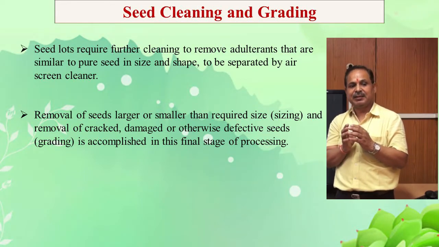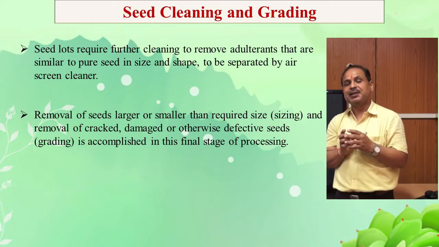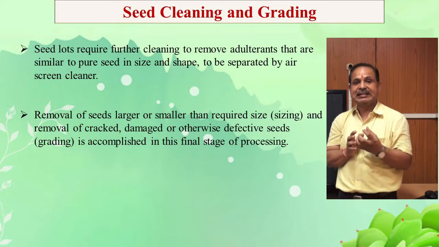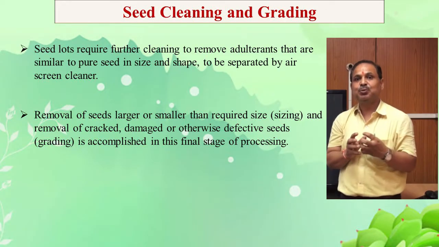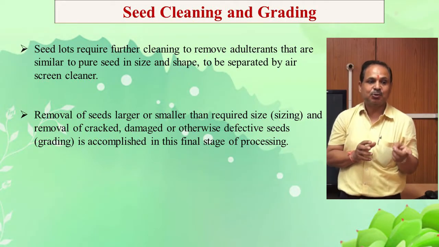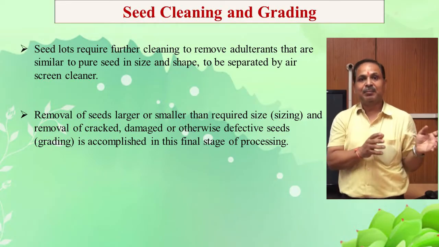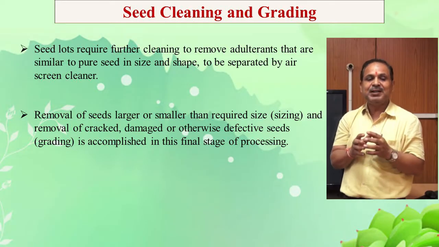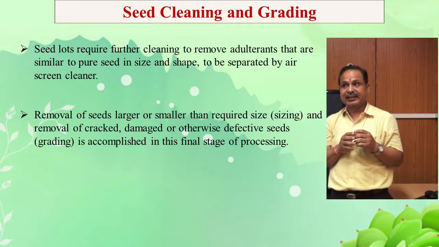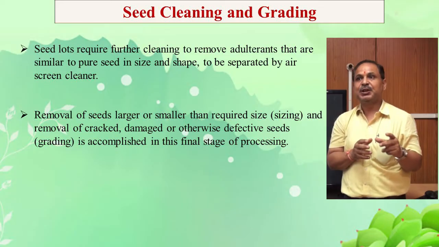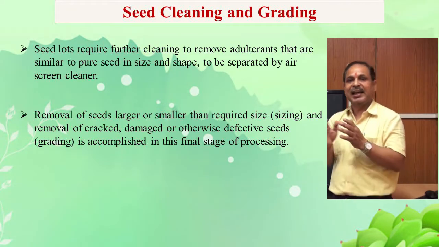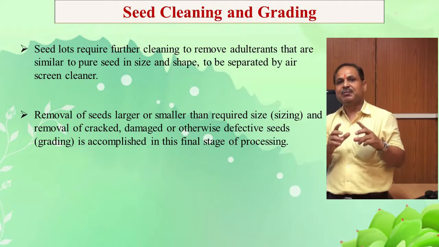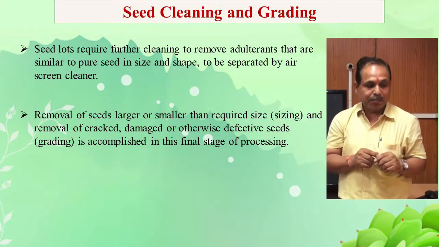in their size and shape. It must be separated by air screen cleaner. We know that some of the adulterants are very much like the pure seeds, but that should be eliminated. The equipment used is the air screen cleaner. With the help of this equipment, we can eliminate those adulterants which are very much similar to the pure seeds.